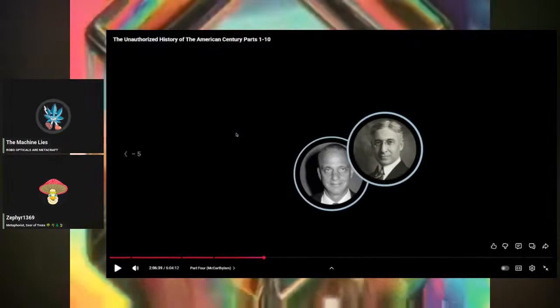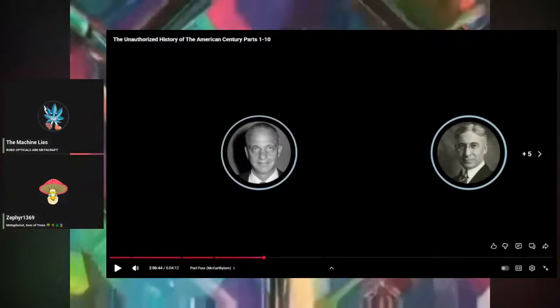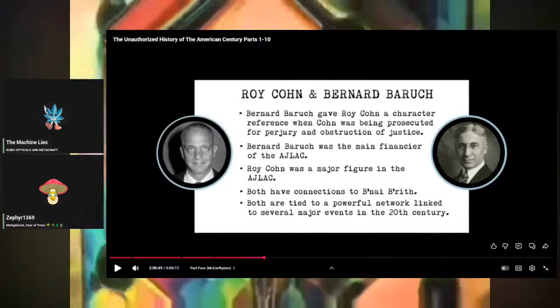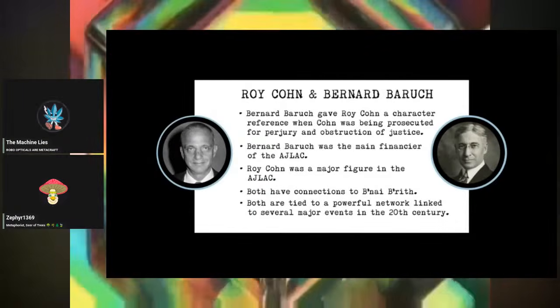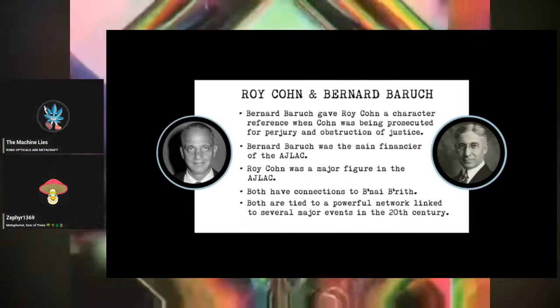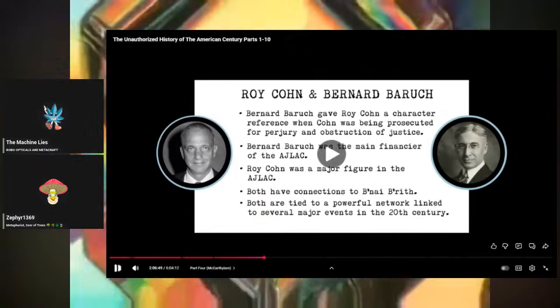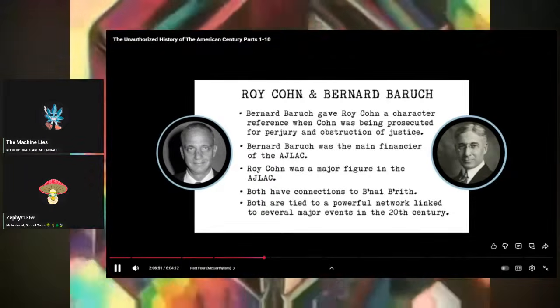So the American Jewish League Against Communism is linked to B'nai B'rith, right? And also they're linked to the founding of the John Birch Society. So we're gonna look at that. Roy Cohn and Bernard Baruch.